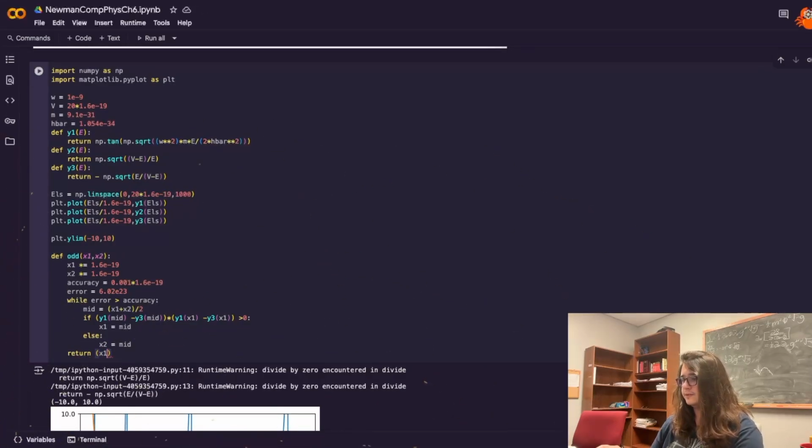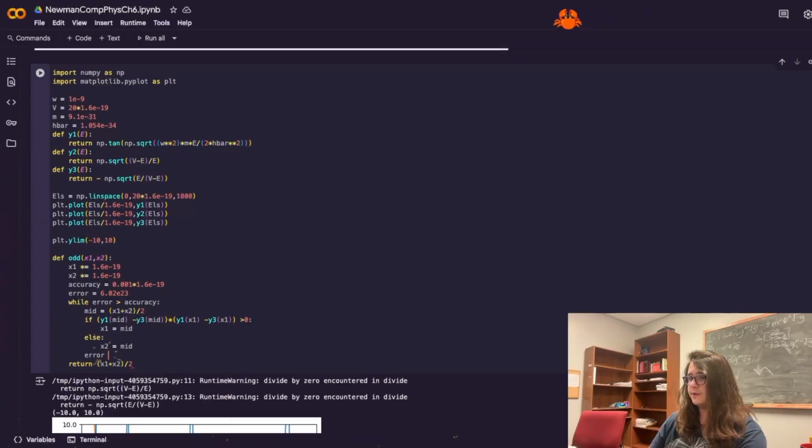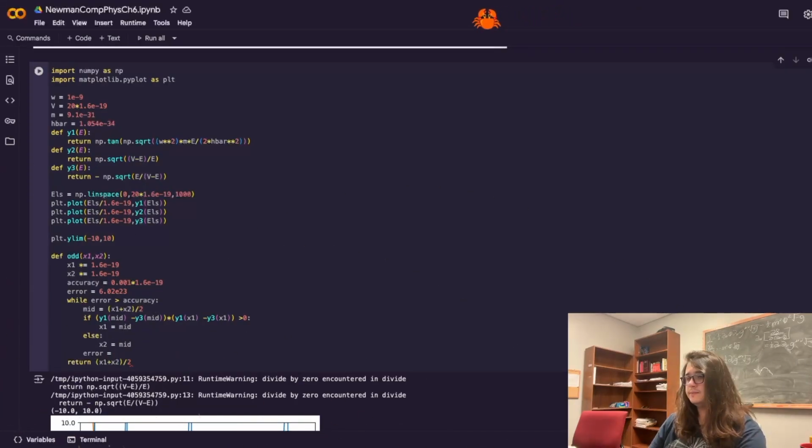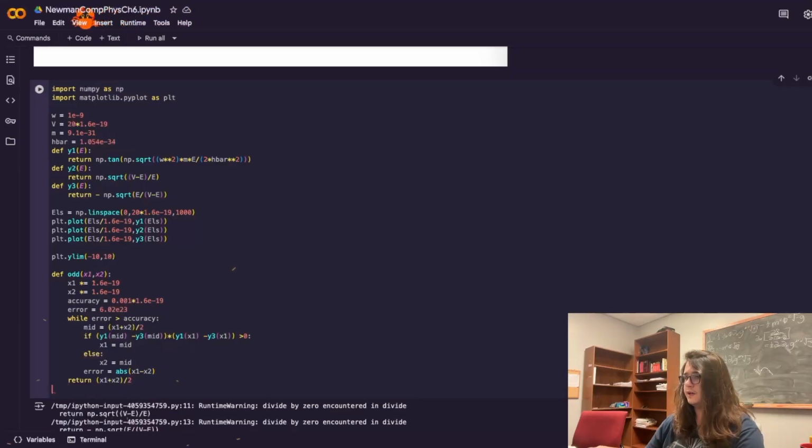At the end you can have it return the new midpoint between those, so x1 plus x2 over 2, and make sure to have a line where you're calculating the error in here. So the error is always just going to be the absolute value of x1 minus x2. Okay, so that's the one that's going to help us find the odd numbered energy values. Also define a function called even, which is going to do the same for the even numbered energy values.